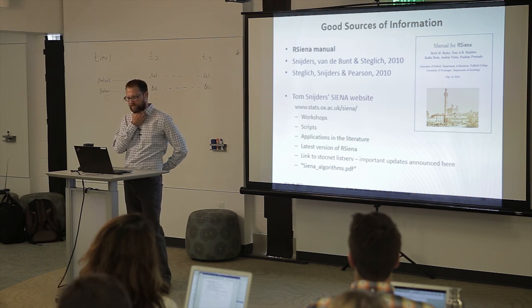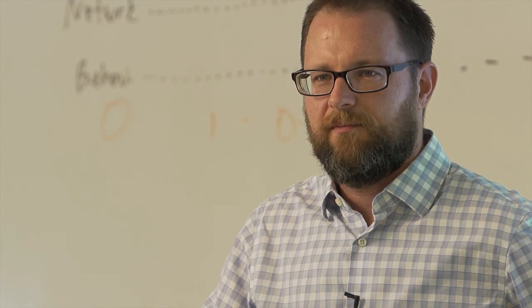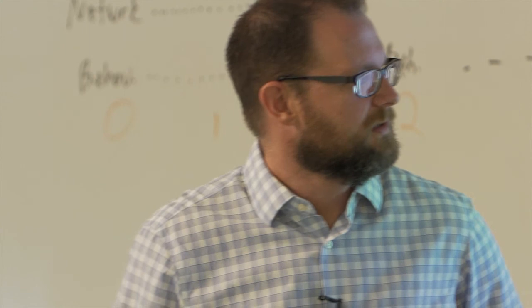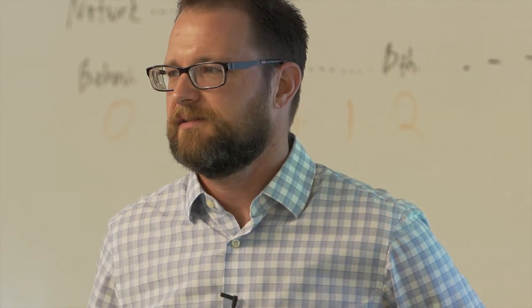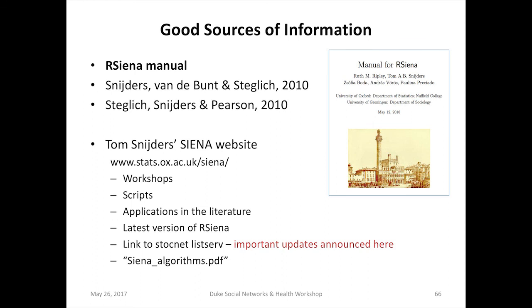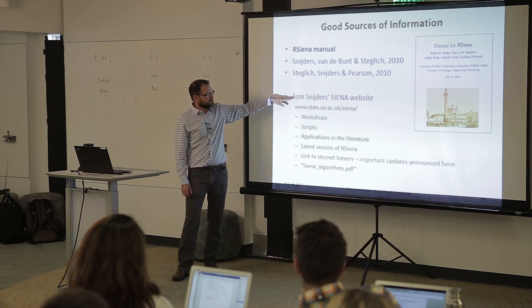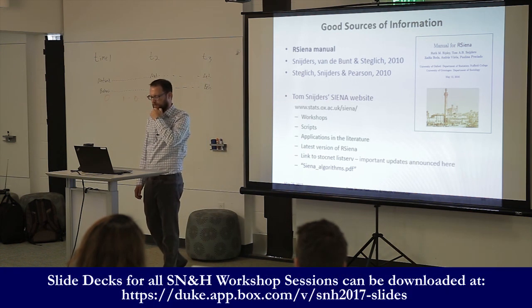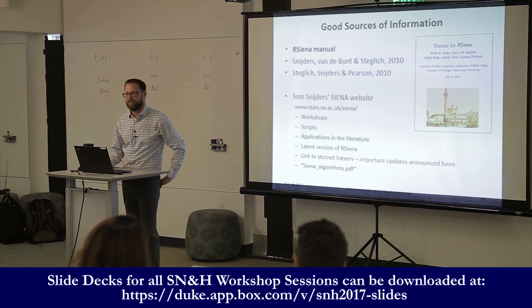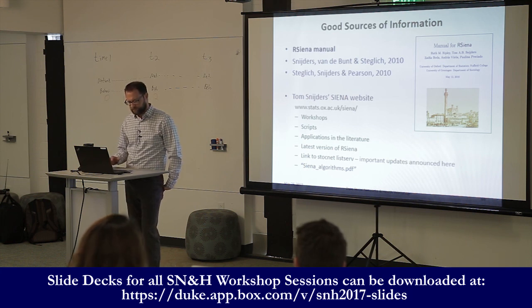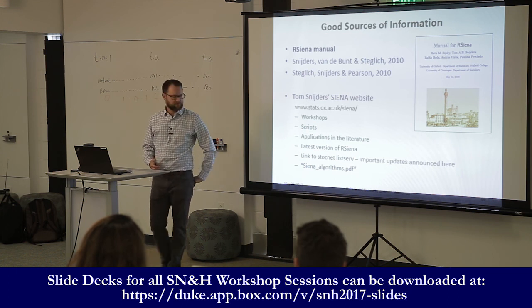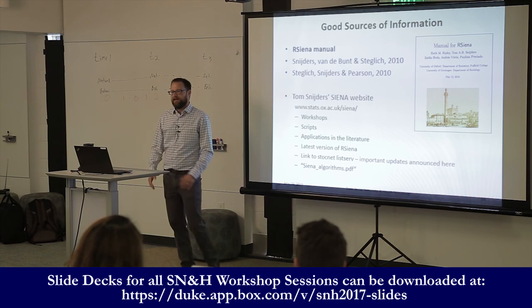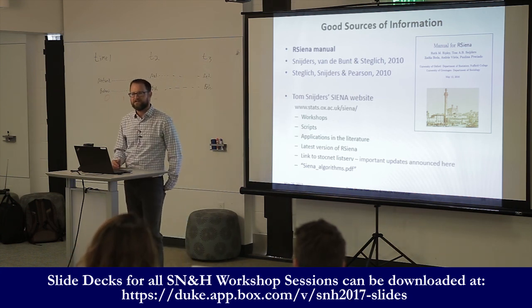I do want to point out some great sources of information for learning more. Siena is probably one of the best documented applications that I've seen. There's a manual that was just updated a couple of weeks ago that has an incredible amount of information. There's a couple of review articles. This one is the method in general. This one is about behavior change. There's links to those as well as a bunch of other stuff on Tom Snijders's website, and that's updated regularly. There's a listserv that is very useful for getting feedback on these methods. And if you really want to know how the algorithms work, there's a 100-something page PDF that goes through all of the statistical machinations behind the scenes.